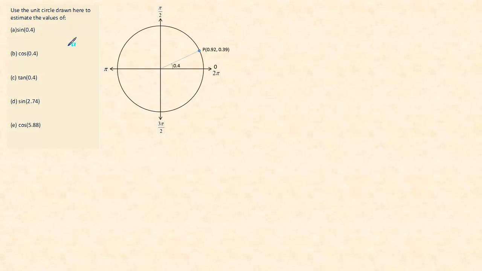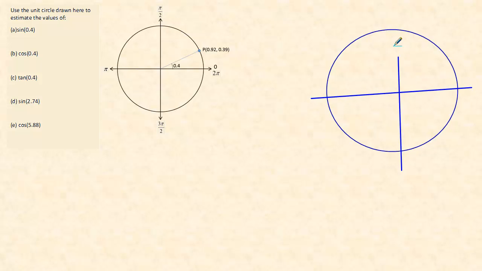We want to use the unit circle drawn here to estimate the values of the following. Now, if we recall our work with the unit circle before, if we have an angle, say here, then we refer to the right angled triangle just here. So if this is x and this is y, and remember we always take a unit circle, so the radius is 1, this distance is x, this distance is y.